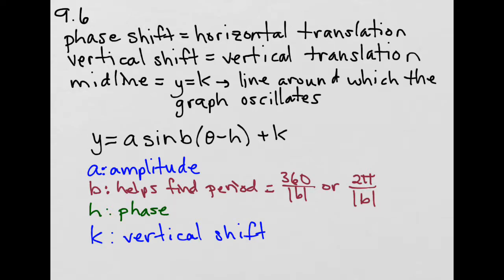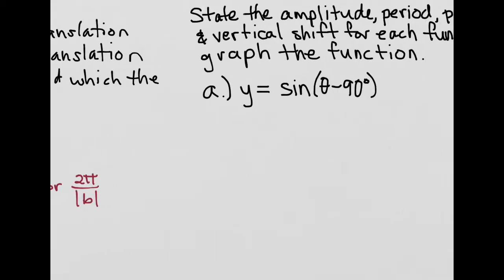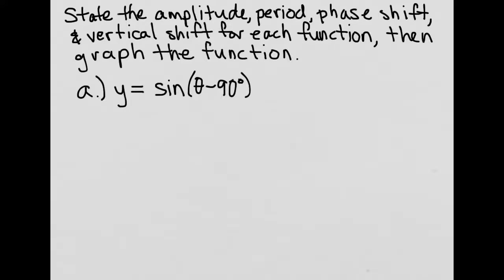Okay, let's go ahead and do a couple of examples. So we want to state the amplitude, period, phase shift, and vertical shift for each function, and then we want to graph the function. So let's start with our amplitude. There's no number written in front of sine, so that number is a 1. So our amplitude is equal to 1.